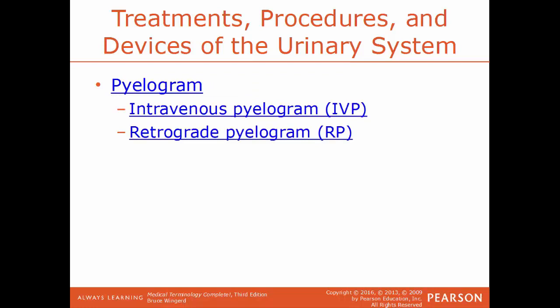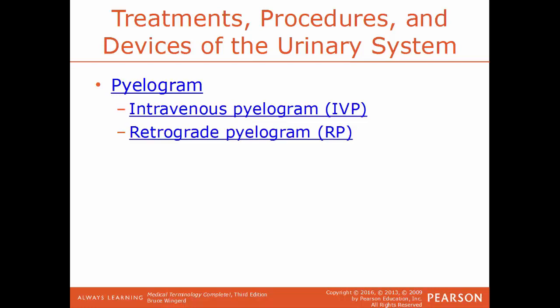Specifically, these are going to be radiographs of the renal pelvis and the ureter. Now, an example of this would be an IVP, intravenous pyelogram. This can show all of the urinary tract, the kidneys, ureters, and the bladder. This is a good diagnostic tool to help visualize the entire tract all at once.